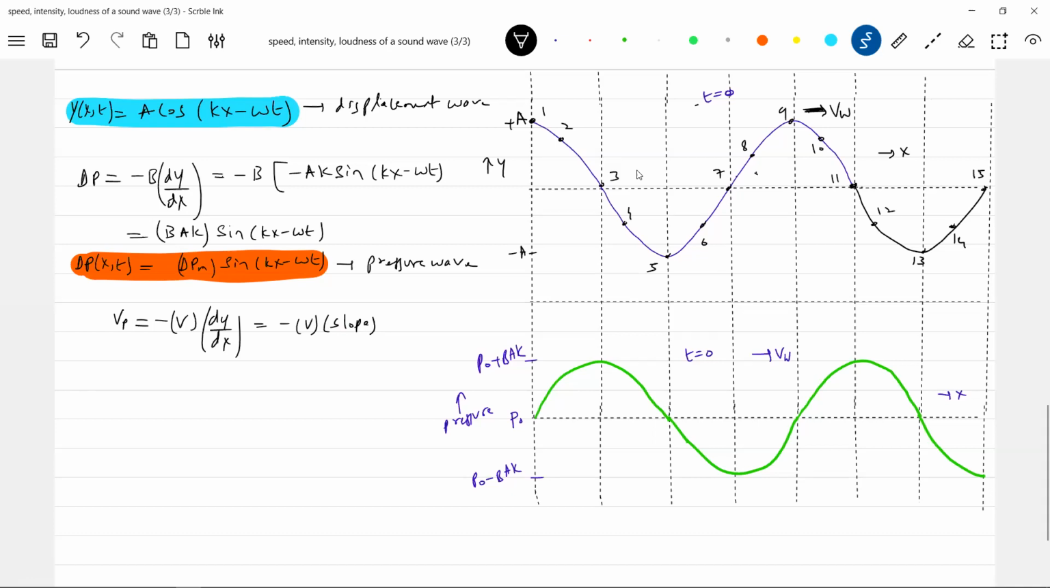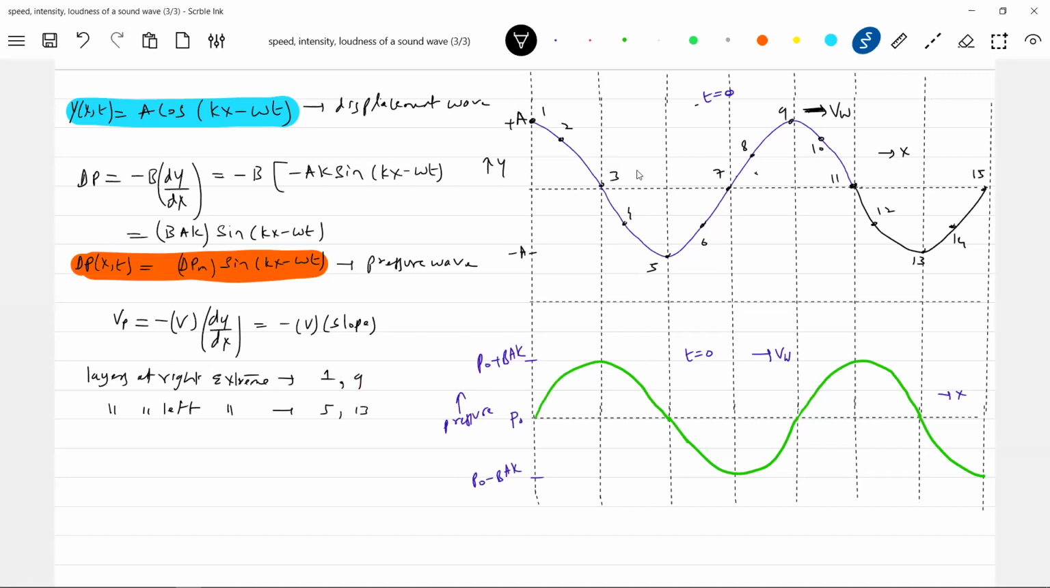Okay, now. Which all layers are at rest, instantaneous rest? Shall I say 1, 5, 9? So layers at right extreme. Which are the layers at right extreme? 1 and 9. Layers at left extreme: 5 and 13.